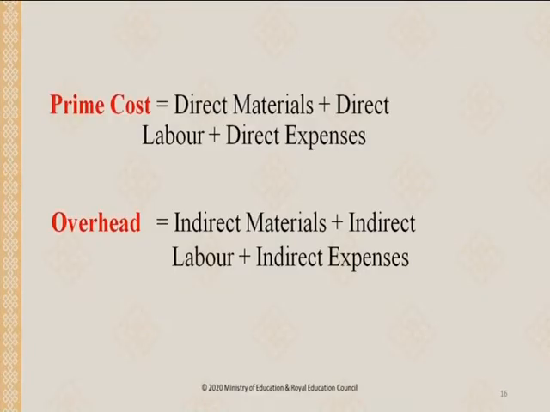The first we have is prime cost. Prime cost, as I have already told in my previous lesson also, is the sum total of direct material, direct labor and direct expenses. So prime cost is equal to direct material plus direct labor plus direct expenses. Then next we have overheads. Overheads are the indirect expenses, that is indirect material, indirect labor and indirect expenses, all that will constitute overheads. So overheads is equal to indirect material plus indirect labor plus indirect expenses.